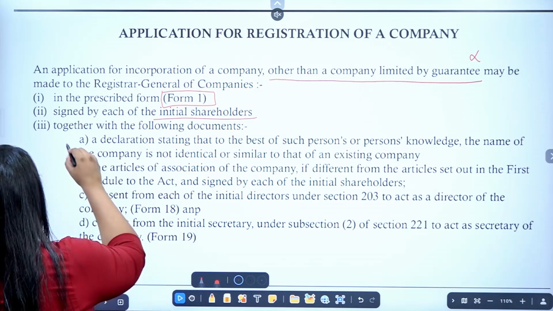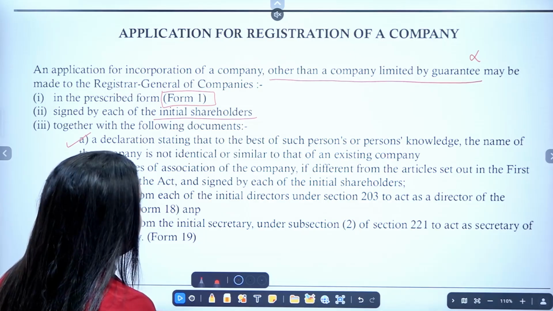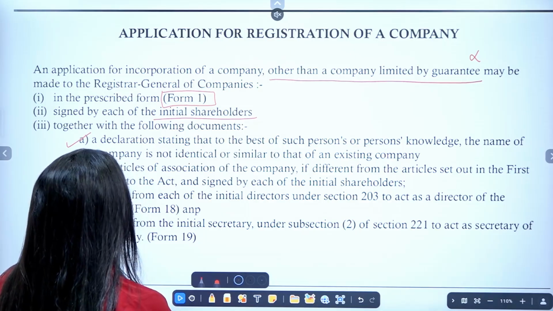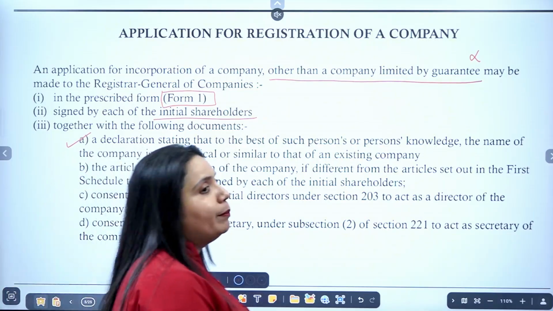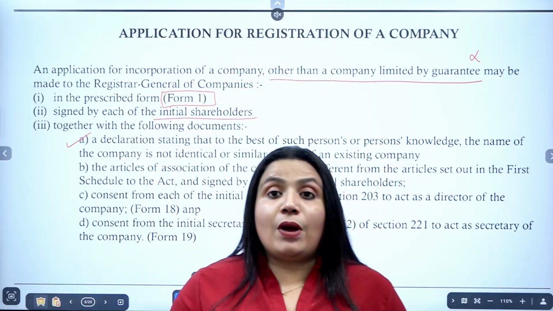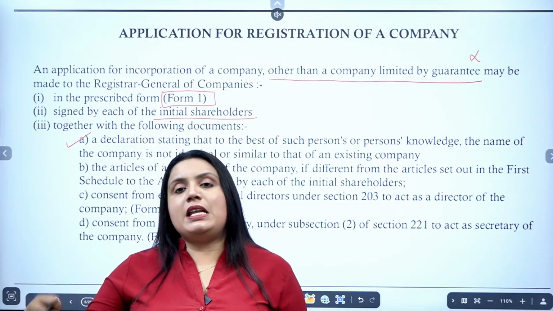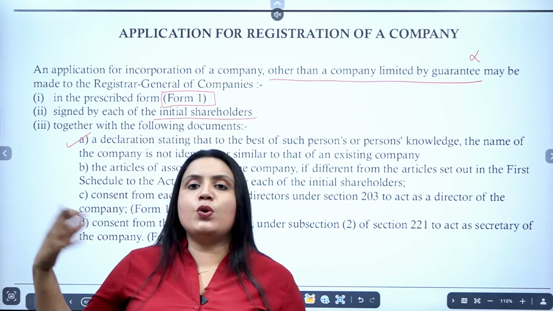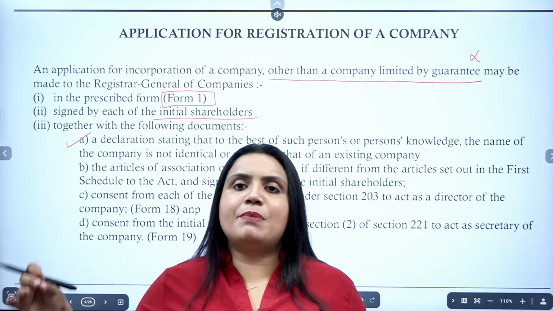First one, a declaration stating that to the best of such persons or person's knowledge, the name of the company is not identical or similar to that of an existing company. So when you are naming a company, I'm going to come to this also again later. When you are naming a company, you have to be very careful. Your name cannot be similar to another company's name.